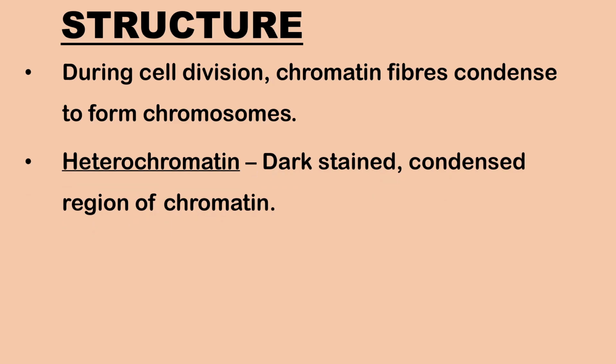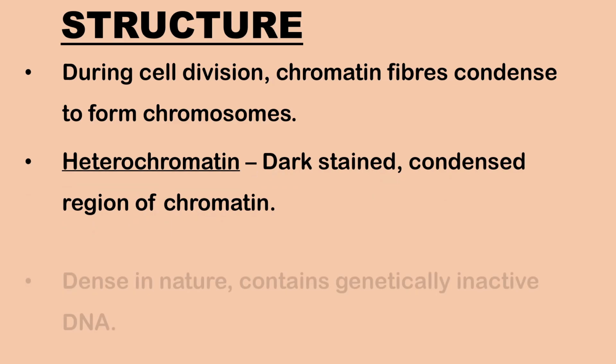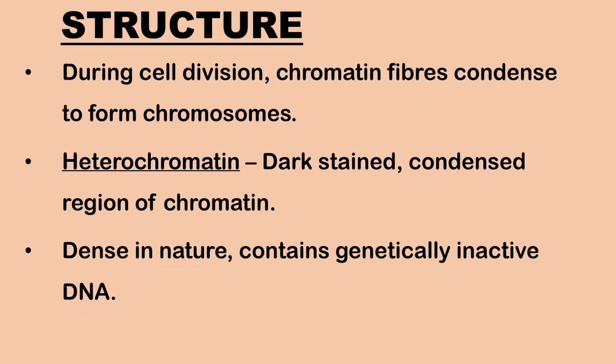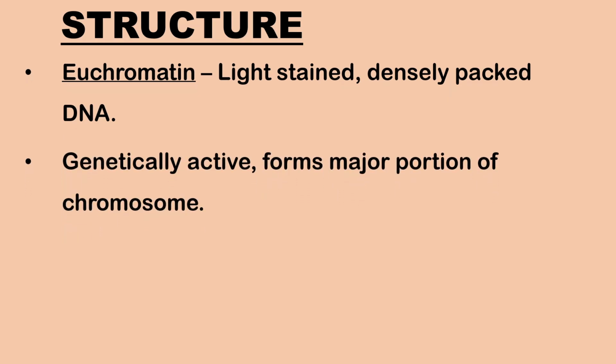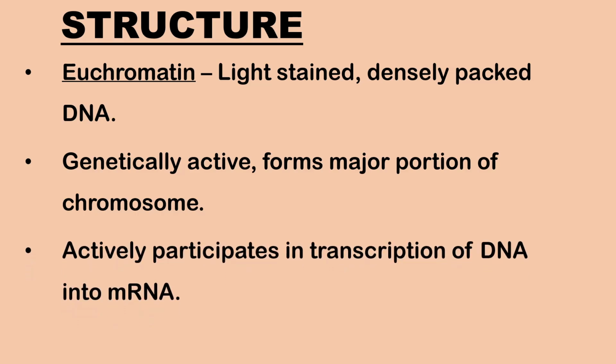The dark stained condensed region of chromatin, which is highly dense in nature, is known as heterochromatin. It contains tightly packed DNA, which is genetically inactive. The light stained, less densely packed DNA is known as euchromatin. It is genetically active and forms the major portion of the chromosomes. Euchromatin actively participates in the transcription of DNA into messenger RNA.